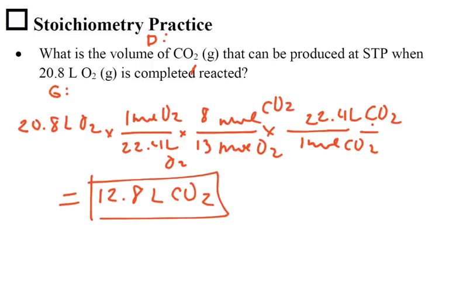Now to get that, I used up my liters. I got rid of my moles of O2, got moles of CO2. I have liters of CO2. So I multiplied 20.8 times 8 times 22.4 divided by 22.4 divided by 13, 12.8 liters.